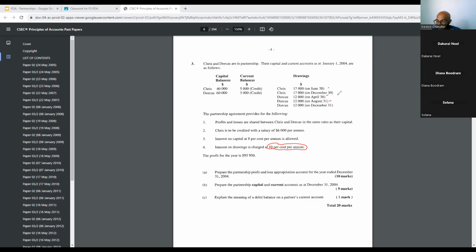For the year, the profit is $95,950. A, prepare the partnership profit and loss appropriation account for the year ending December 31st, 2004. B, prepare the partnership capital and current accounts for the 31st of December 2004. And C, explain the meaning of a debit balance in the partner's current accounts.